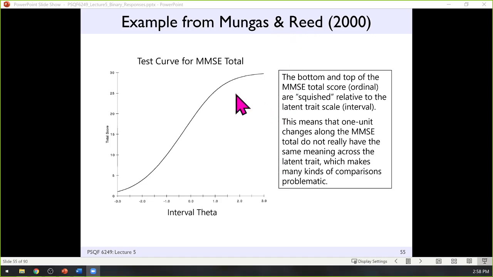And so they're trying to compute an overall test curve for a measure of the mini mental status exam, which is used as a cognitive screener. And on the y-axis is the sum of the items from this test, and on the x-axis is the measure of theta. And so this type of relationship is pretty common, where you see that the theta can keep going, but the sum score doesn't. And so there's compression along the extremes of this trait.